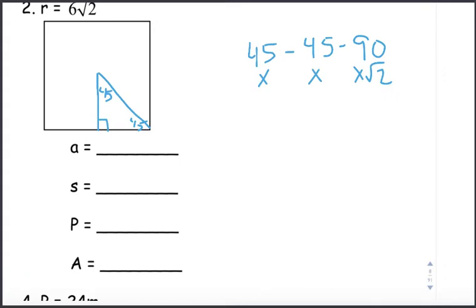On the next square, they gave us the radius of 6 root 2. So I draw in my special right triangle. I label my radius with 6 root 2. I set up my work for finding the other sides of the triangle.